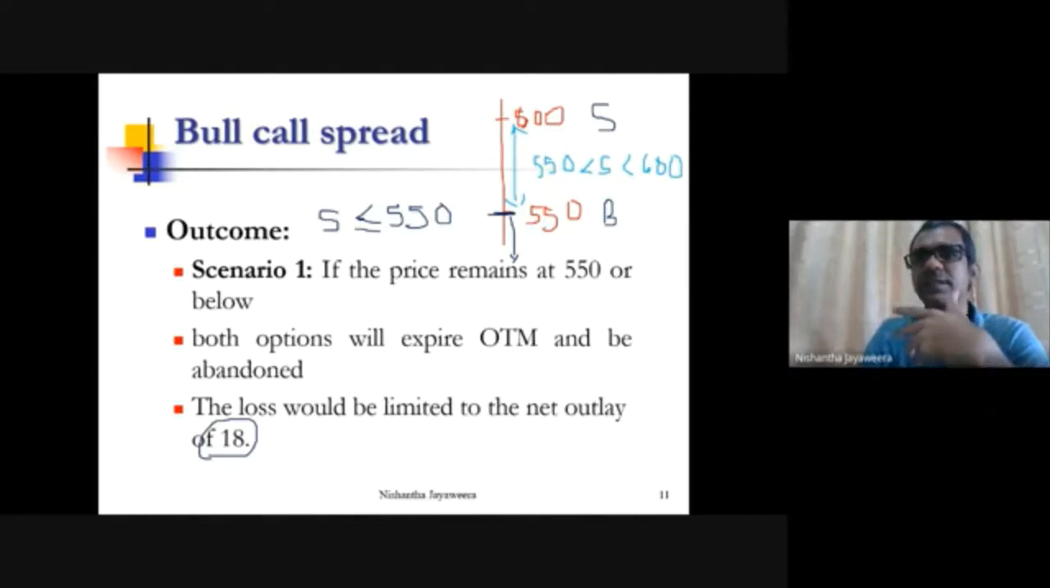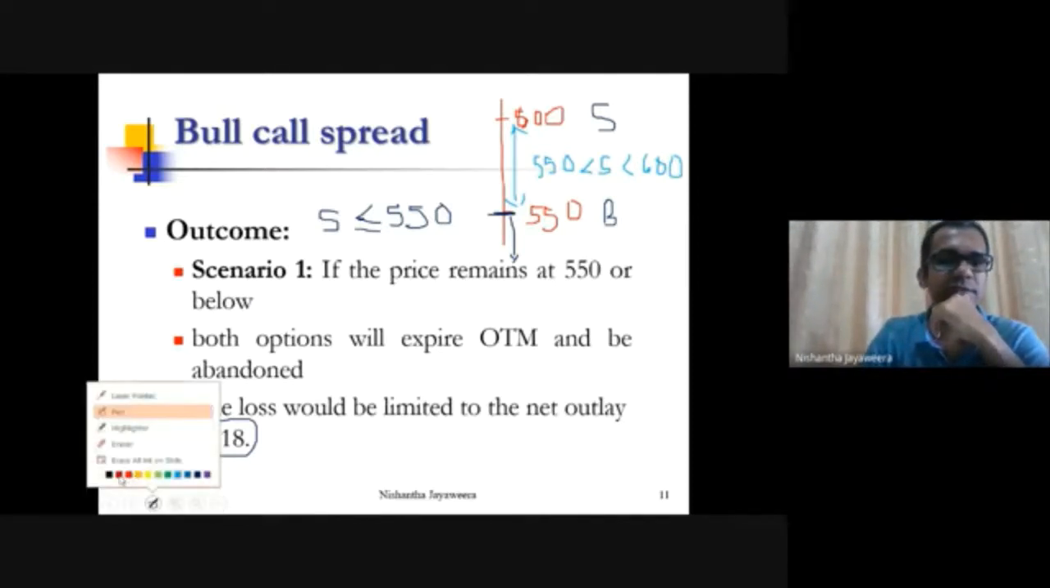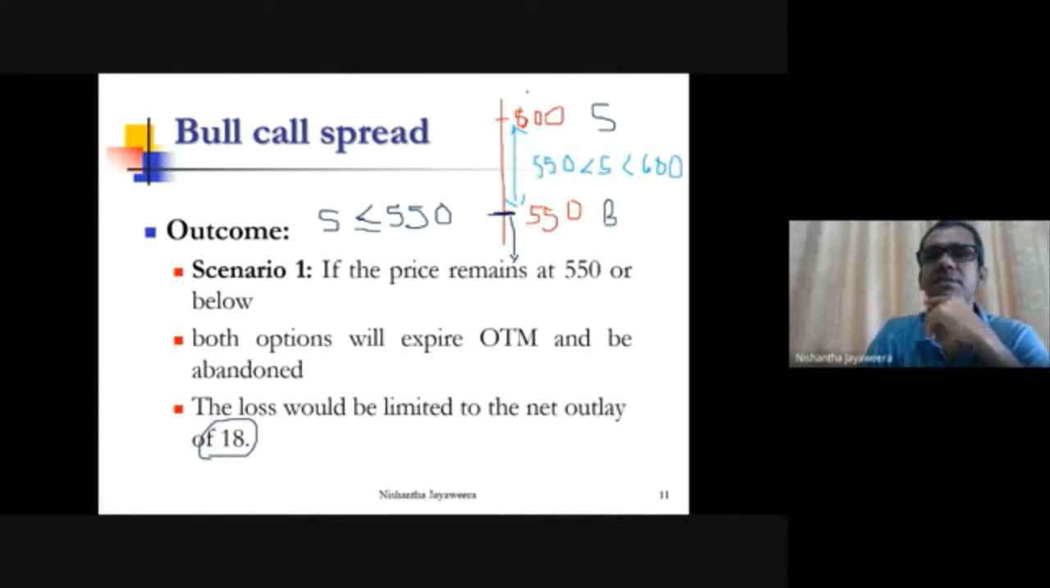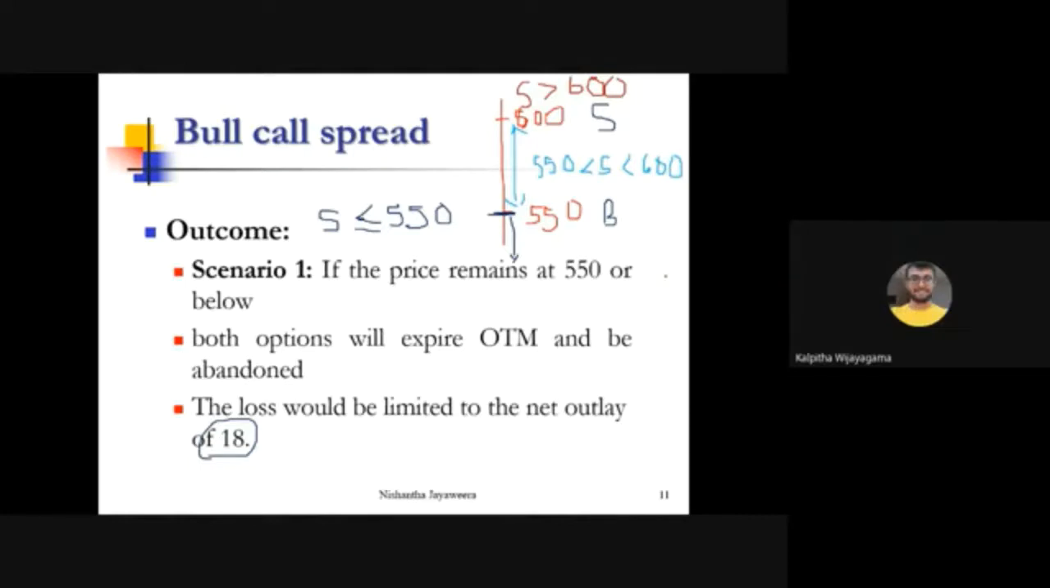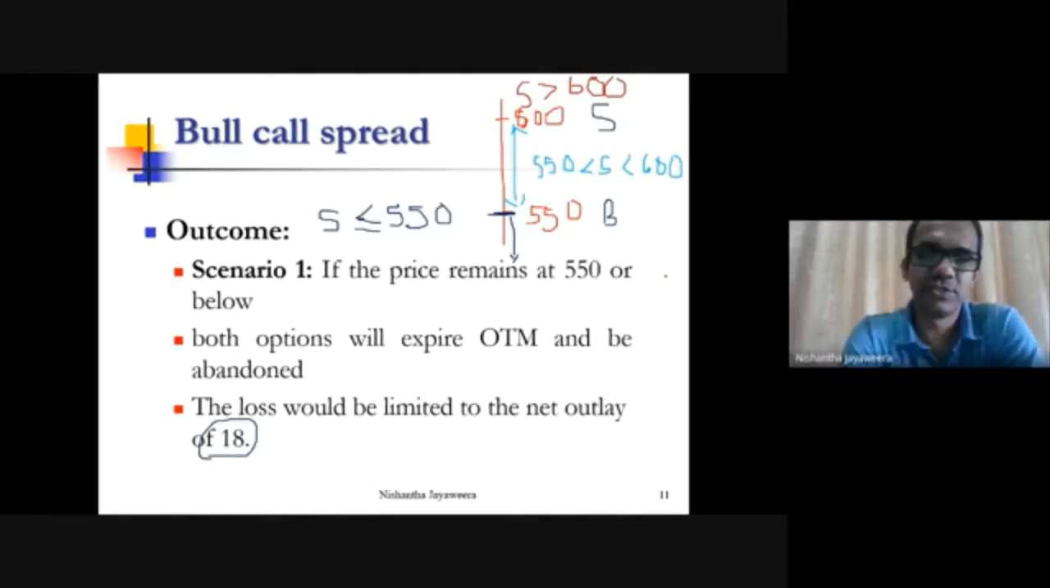Then the third scenario would be when the price is above 600. What would happen? When the price is above 600? Both can be exercised. Yes, you will exercise your right. The buyer of the option will exercise his right. So what is your maximum gain there? Then?